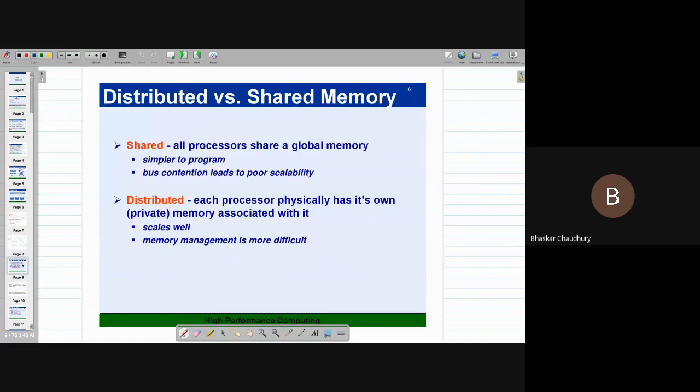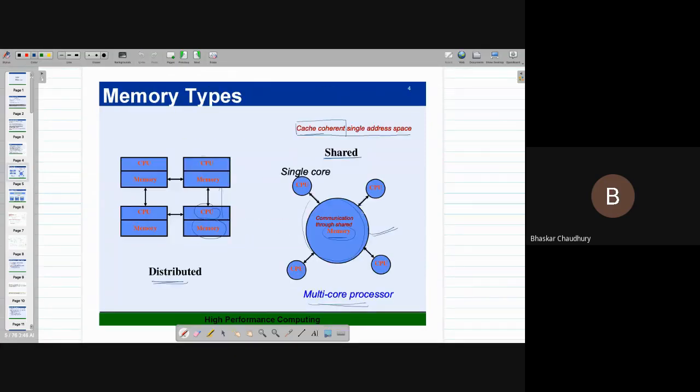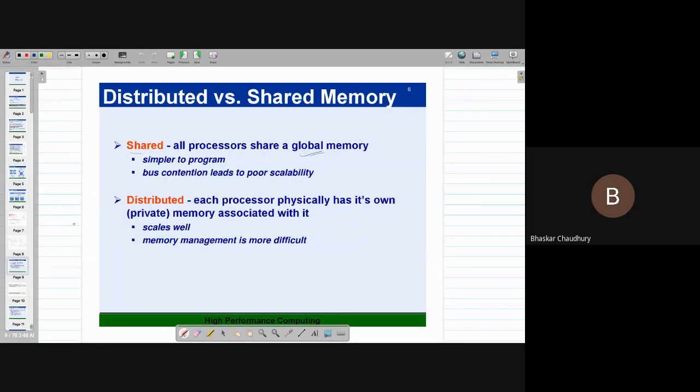Okay. Now, if we have to summarize between the shared and distributed memory systems. In a shared memory system, all processors share a global memory. So this global memory is there, and that's why it's so simple to program. However, in distributed memory, each processor physically has its own private memory associated with it. Bus contention leads to poor scalability. So sometimes the scalability is not very good in the shared framework, but here the scalability is very good, but memory management is more difficult because each has its own different memory.